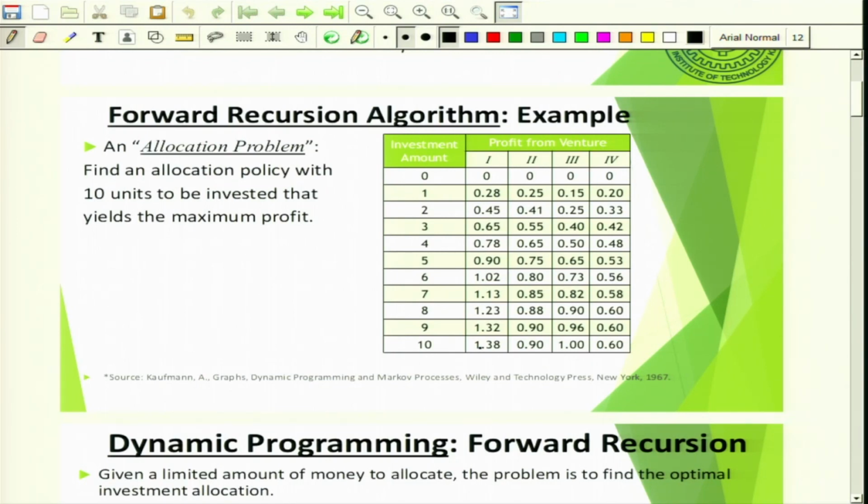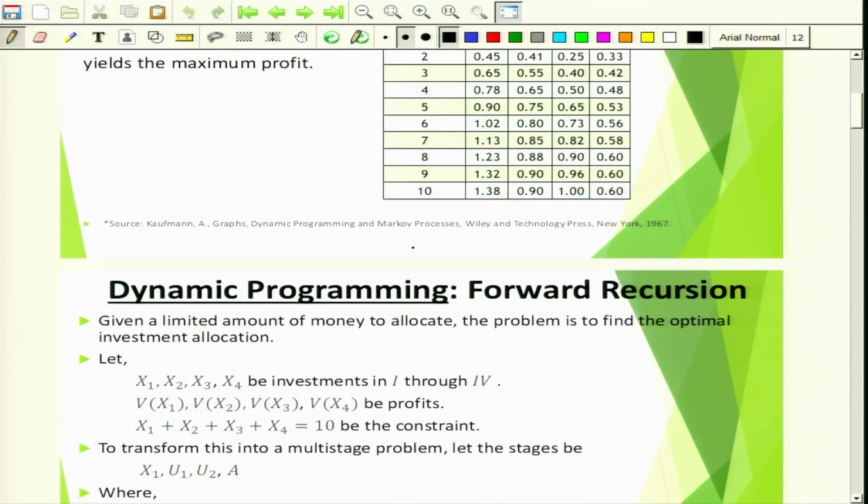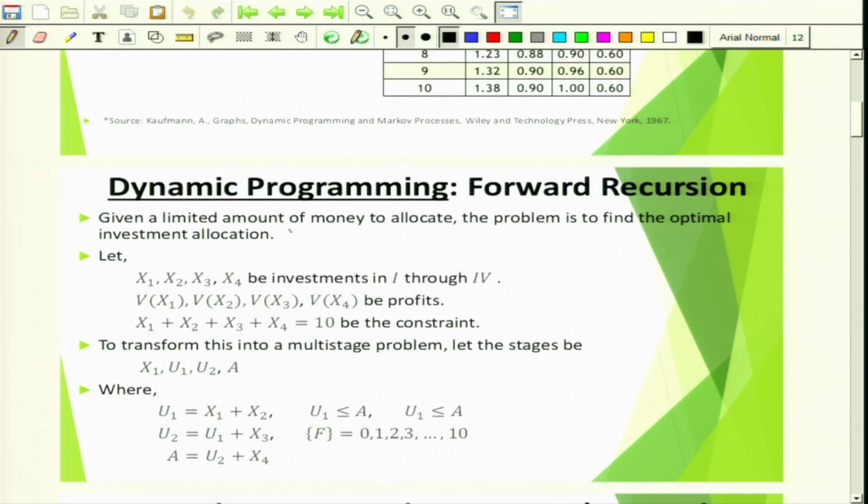So you cannot use simple mathematics to do this analysis. This profit varies over the investment and across the different ventures also. Now this is the table. Now given a limited amount of money to allocate, the problem is to find the optimal investment allocation.